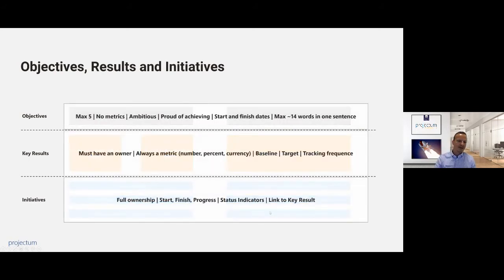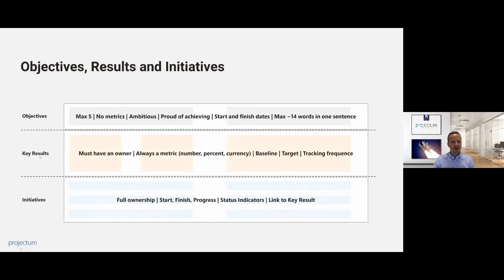To summarize this in short, you should still go ahead and read the method and read up on the theory and the books and so forth. But to summarize it, objectives shouldn't be a thing you have more than 5 of. That's at least according to the theory. They should not have any metrics as such. So this should be a bold, ambitious statement, something you're proud of achieving, something where you know you want to reach it before the end of a certain year or quarter. And it should ideally be described in 14 or so words and in 1 sentence, something you can remember.